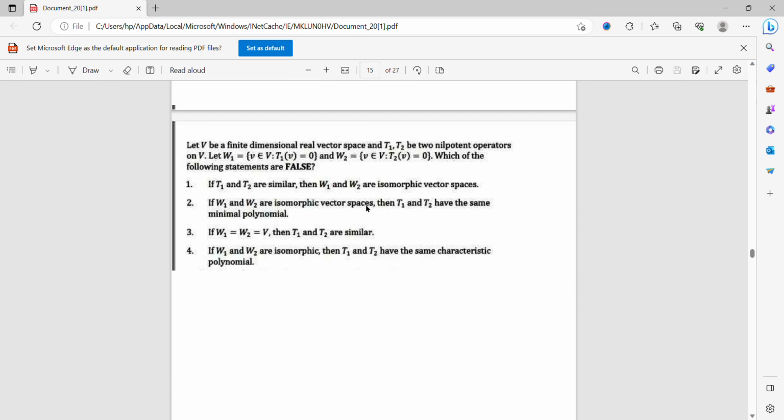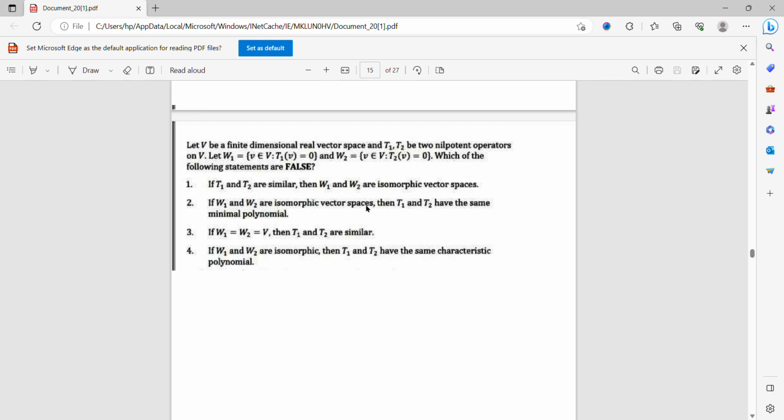This is a very interesting and nice problem. Let V be a finite dimensional real vector space and T1, T2 be nilpotent operators on V. W1 is basically the null space of T1 and W2 is basically the null space of T2. Which of the following statements are false? It is an MSQ problem.